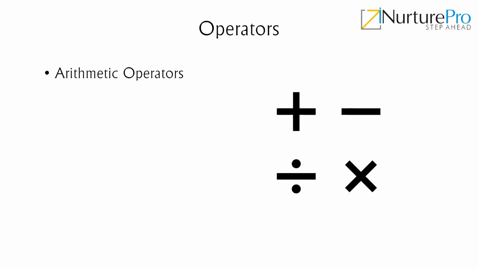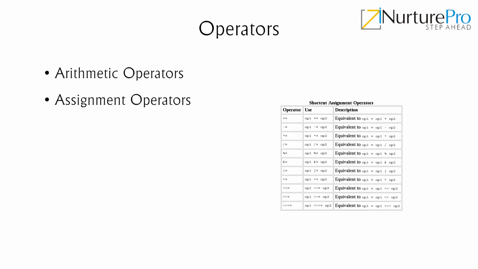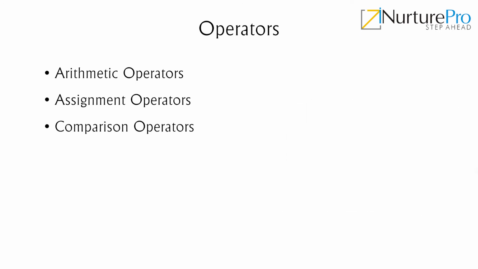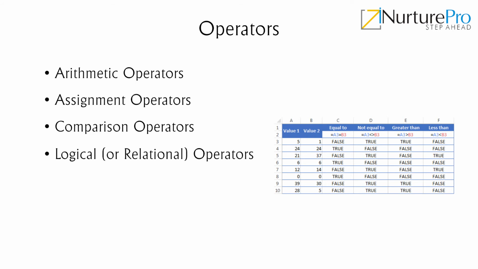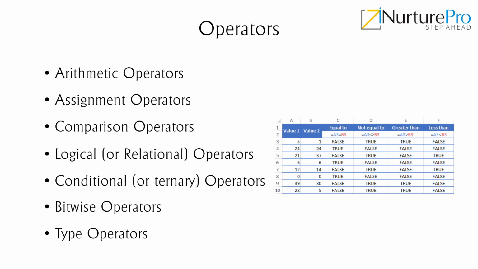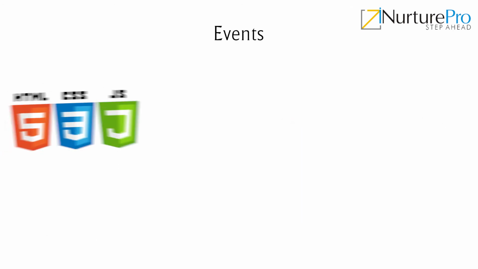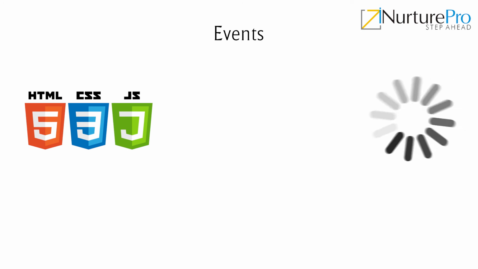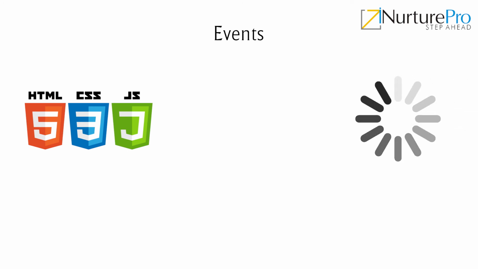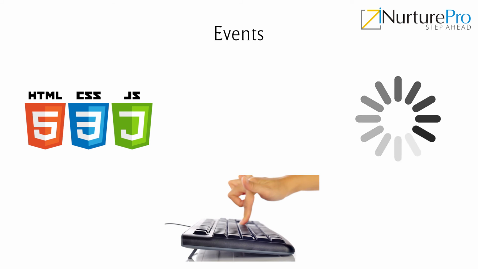Operators. Operators operate on one or two or more than two operands. The following operators are supported by JavaScript: arithmetic operators, assignment operators, comparison operators, logical or relational operators, conditional or ternary operators, bitwise operators, type operators. Events. An event is an action that handles the interaction between HTML and JavaScript. There are various types of events like page loading, button click, key pressing.